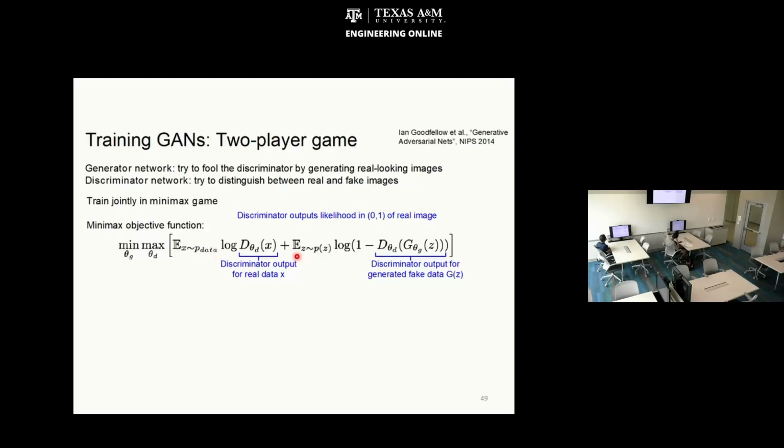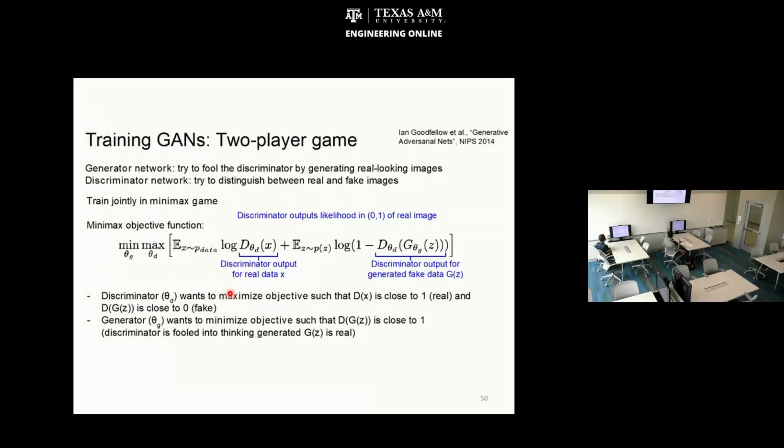And then we have another expectation of the log. In this case, we are looking at the expectation over z, and the z is following a distribution, and depending on what you do, it may or may not be parameterized. And then we are looking at the log of 1 minus the discriminator output for the generated fake data, right? So 1 minus the probability is like the probability that it is not real, right? And then we are looking at this loss function.